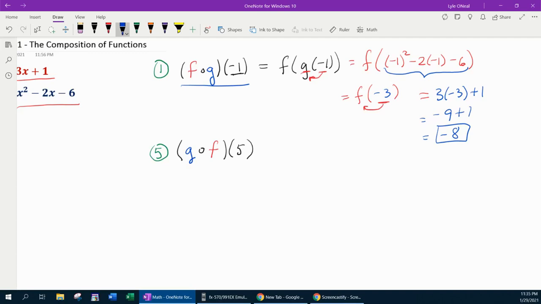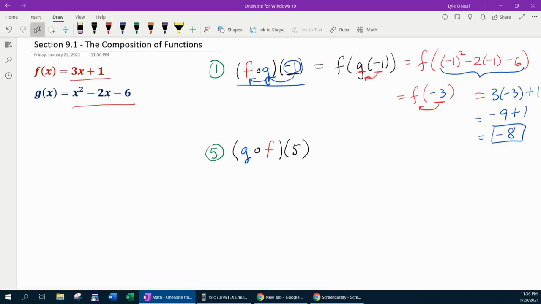Now, to summarize what happened, we took the negative 1 and plugged it into g, and then the answer from that plugs into f. Number 5. Here we have g circle f of 5. Again, or you could say g of f of 5. And the first thing we're going to do is rewrite this problem using nested parentheses. That's going to be g of f of 5. And then plug and play from the inside out.